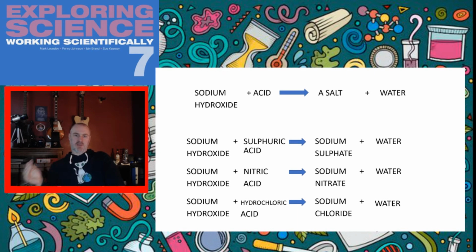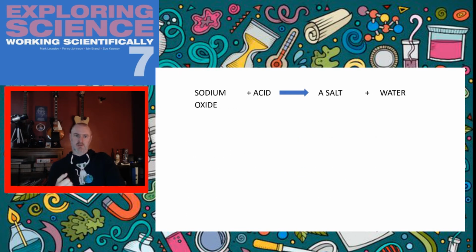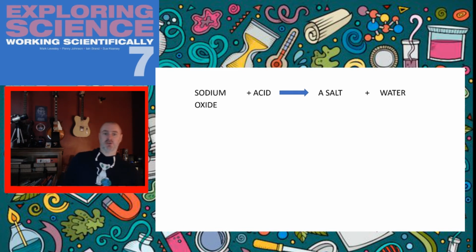Now, that's with the hydroxide, that's with the alkali. But that learning objective we first looked at started talking about bases, yeah? Metal bases, metal oxides. So what if I used a metal oxide? Well, if I use sodium oxide, you can see not a great deal is changing. In fact, nothing changes at all, apart from the fact it's sodium oxide as opposed to sodium hydroxide.